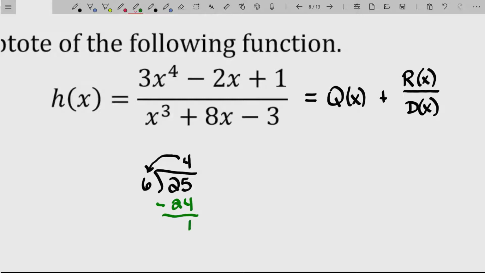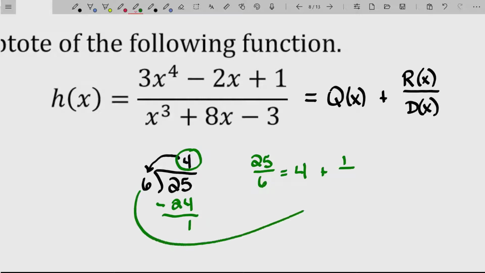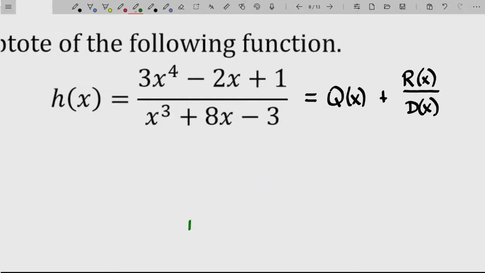Well, this means that if you had 25 and you divided by 6, it would be the quotient 4 plus the remainder, which is 1, over the divisor, which is 6. 4 plus 1/6, or 4 1/6. So this is kind of the main idea of how you could do the same thing if you have polynomials rather than just constants. So let's do this with polynomials instead of constants.